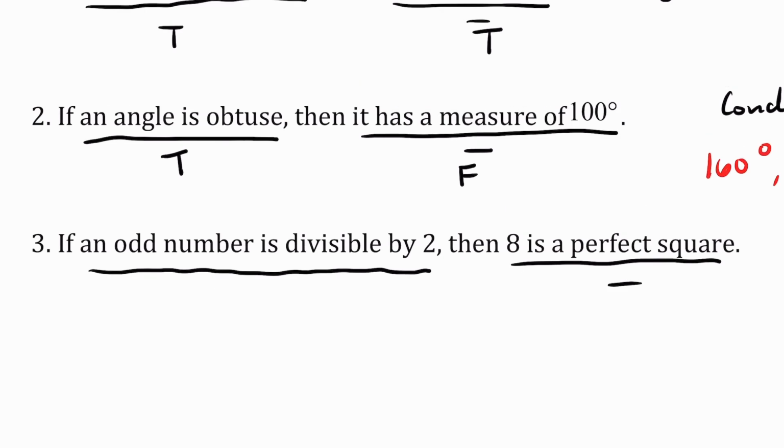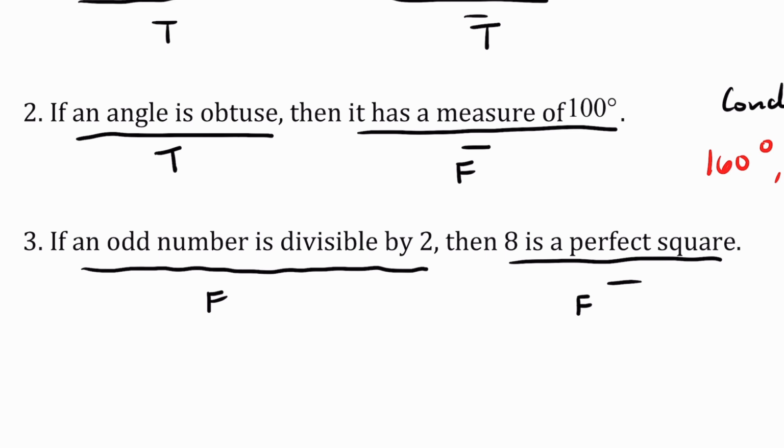Now let's go back to number 3. If an odd number is divisible by 2, then 8 is a perfect square. Well, can an odd number be divisible by 2? No, I don't think there is an odd number that can be divisible by 2. So I'm going to go ahead and say false for this hypothesis here. Well, does it imply that 8 is a perfect square? Well, 8 is not a perfect square because there is no integer multiplied by itself that'll give me 8. So I can go ahead and say false for my conclusion here.